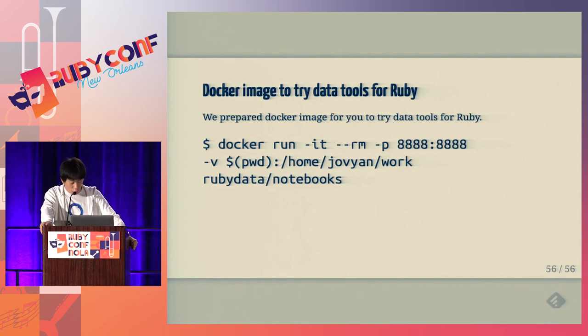And we prepared the Docker image that contains almost everything to try Ruby's data science ecosystem. So you can run Jupyter Notebook as in my demonstration in a Docker container by this command. Please try it. So that's all. Thank you.